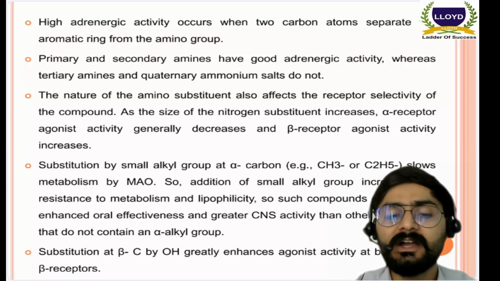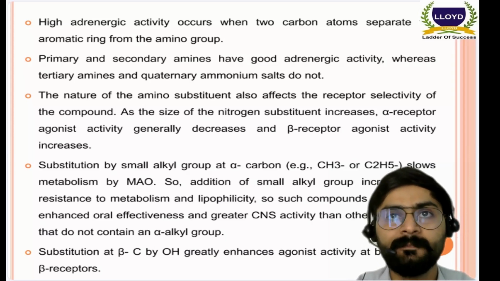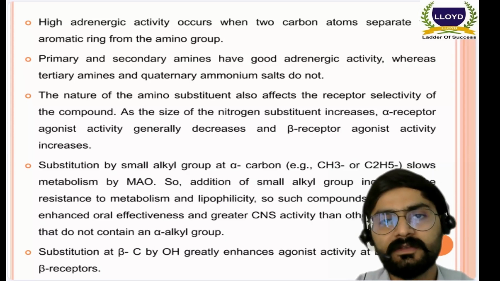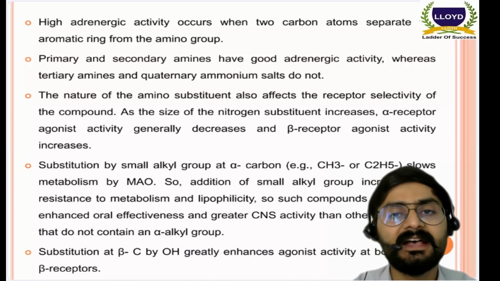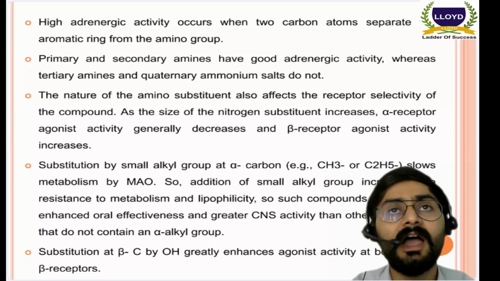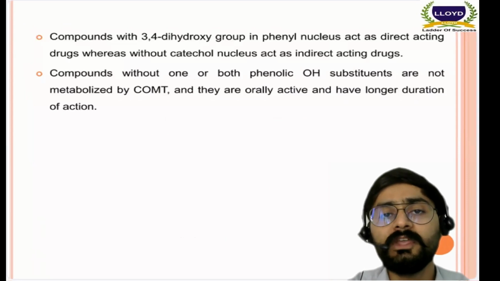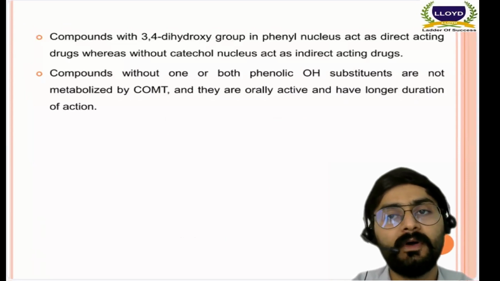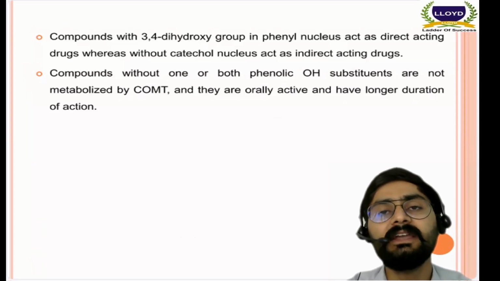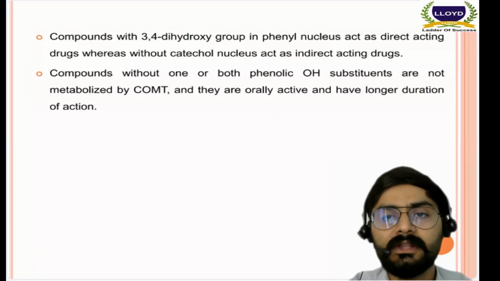Substitution on the beta carbon by hydroxyl greatly enhances agonistic activity at both alpha and beta receptors. So this beta hydroxyl group is generally essential for the adrenergic agonistic activity. The compounds with 3,4 dihydroxy groups, which form the catechol moiety in the phenyl nucleus, act as direct acting drugs, whereas without the catechol nucleus they act as indirectly acting drugs.